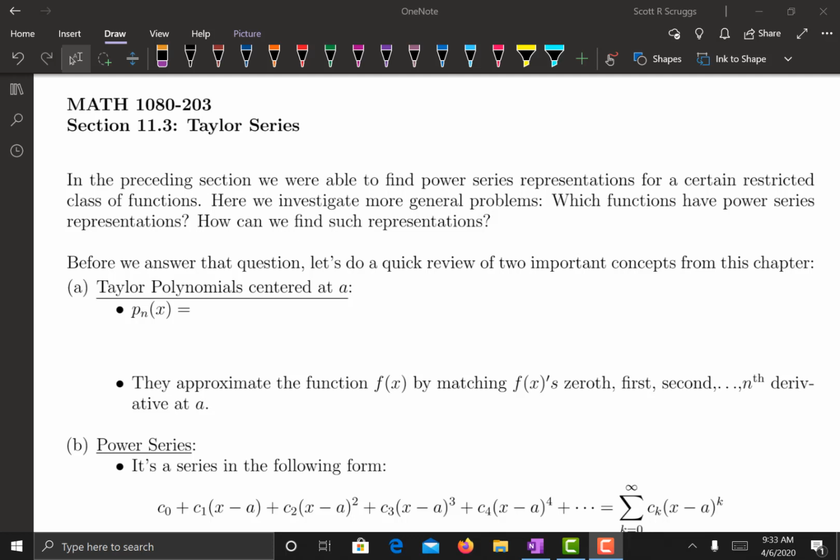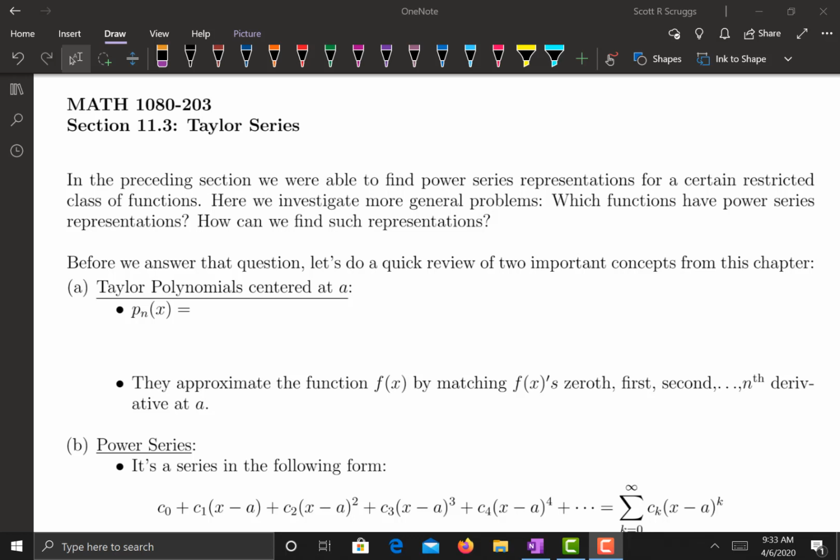Hello everyone. In this video we talk about Taylor series, which, to give you the essence, is the highlight of this chapter. But before we talk about Taylor series, let's review the two topics that we discussed so far within this chapter. First, a Taylor polynomial centered at a.